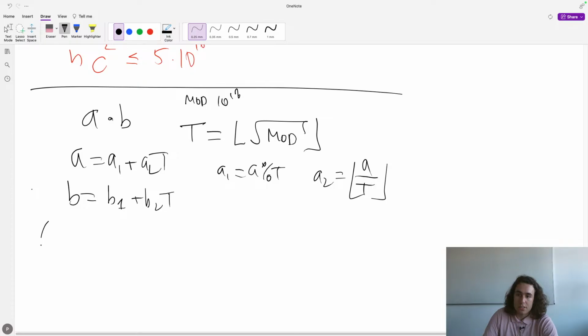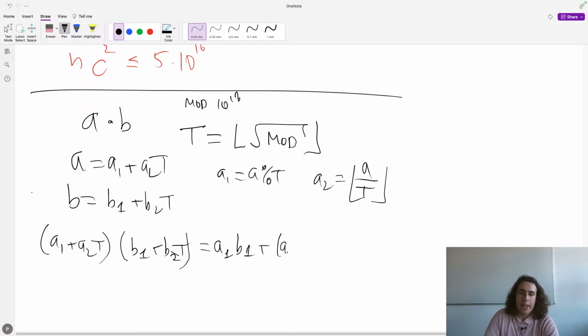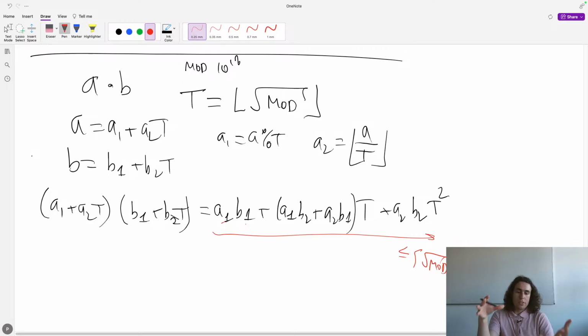a1 plus a2 t times b1 plus b2 t is going to be what? a1 b1 plus (a1 b2 plus a2 b1) t plus a2 b2 t squared. And if we compute it like multiply, take mod, multiply, take mod, all the values that you see here are at most about the square root of mod. So if you multiply them, you're going to have at most mod values. So you still live inside this 10 to the 18.